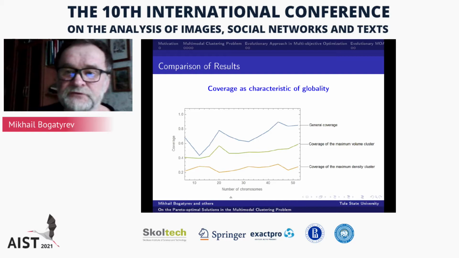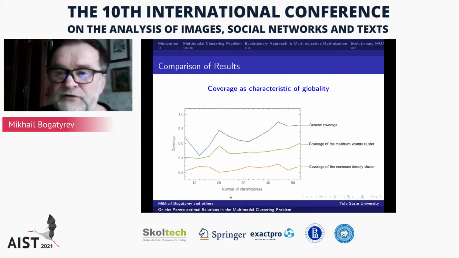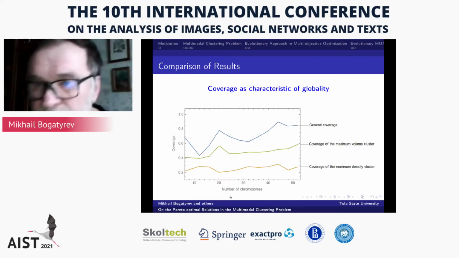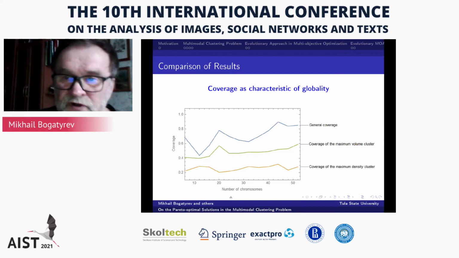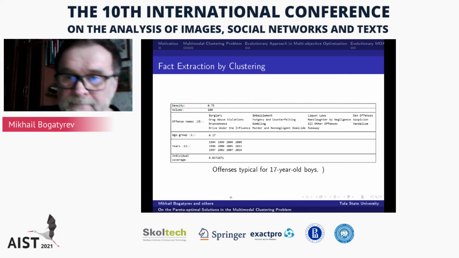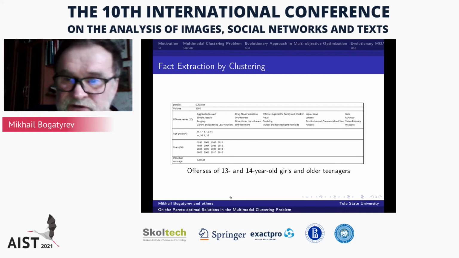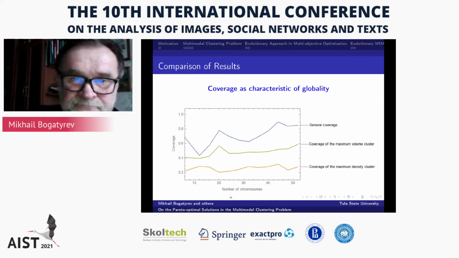Our general aim is fact extraction from data. So we are interested in clustering as an instrument for acquiring facts from the results. So we need to analyze every cluster additionally. And now we analyze them manually. And in future, we need to create special tools for analyzing them. And the average is the characteristic of lability. It is connected with the known problems of Pareto-optimal solutions, when we need to know, is the Pareto front local or global? And by calculating coverage, we can orient in the search space and estimate the globality of the Pareto front.